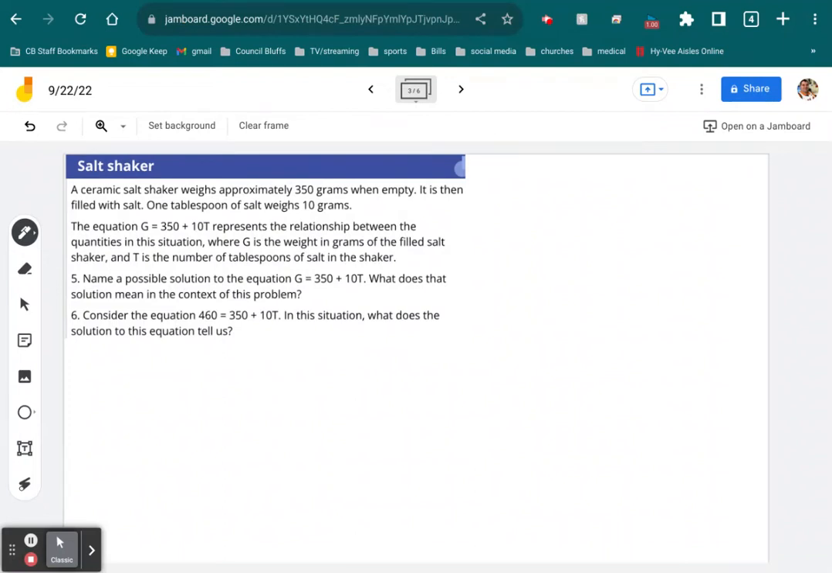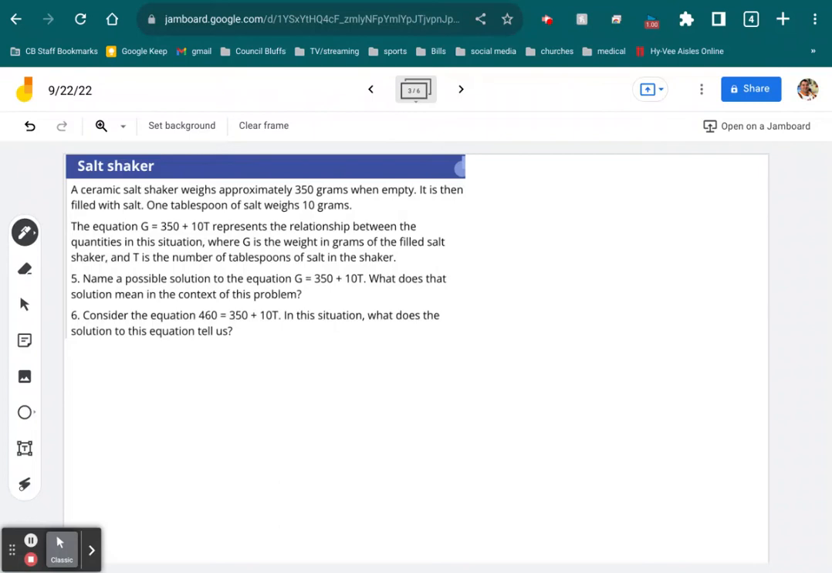So a ceramic salt shaker weighs approximately 350 grams when empty. It is then filled with salt. 1 tablespoon of salt weighs 10 grams. The equation G equals 350 plus 10T represents the relationship between the quantities in this situation, where G is the weight in grams of the filled salt shaker, and T is the number of tablespoons of salt in the shaker.